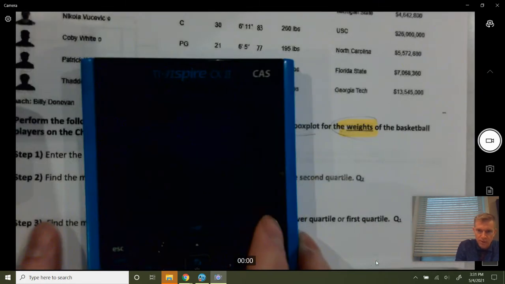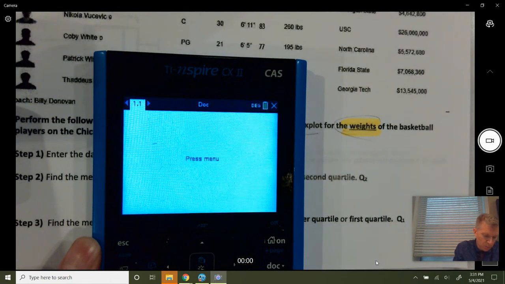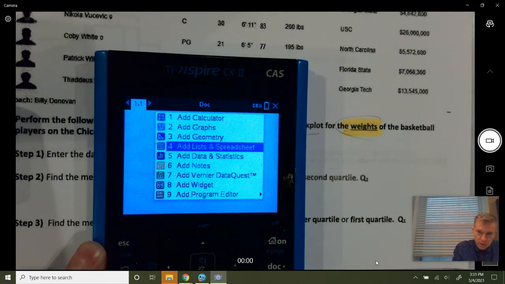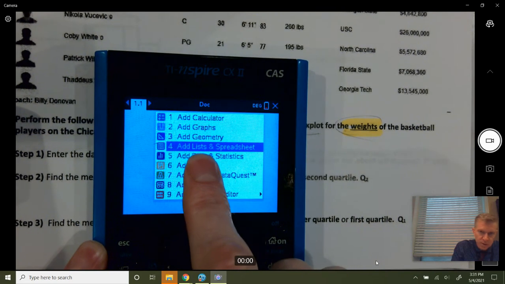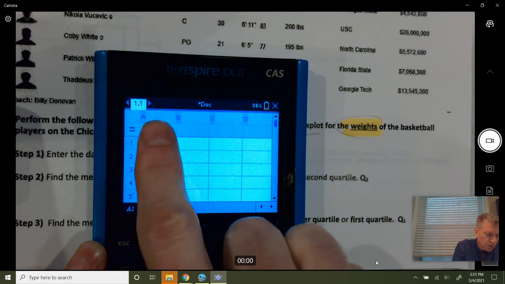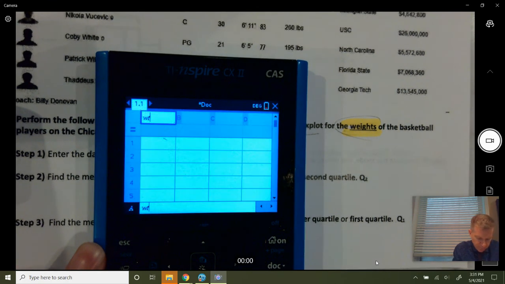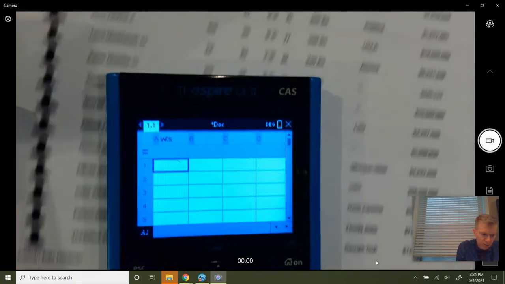So just a reminder how to do this. You go to your calculator. We're going to go to a new document, number 1. We're going to add Lists & Spreadsheets. Later on we're going to do Data & Statistics, but the first thing we have to do is enter the data into the list. In column A, you're going to go up where the A is. That's where you type in what you want to call this column. I'm going to call it WTS. Then arrow down, leave that blank next to the equals, and in number 1, you're going to start entering the weights.